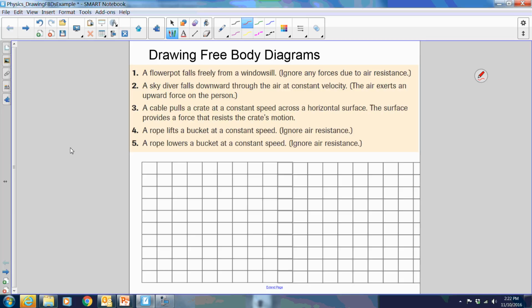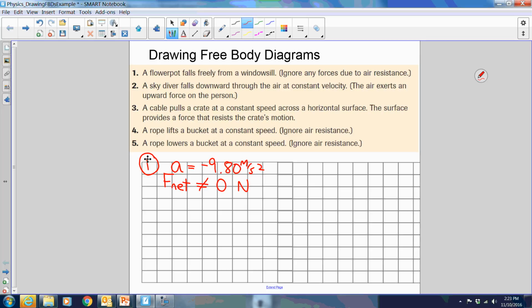So for number 1, a flower pot falls freely from a windowsill. Okay, and it's saying ignore air resistance. So that really is free fall. That's our previous chapter. So we already know that it's accelerating, right? We even know the number. It would be negative 9.8 meters per second squared. So that means that the net force is not 0. It would be down, right?